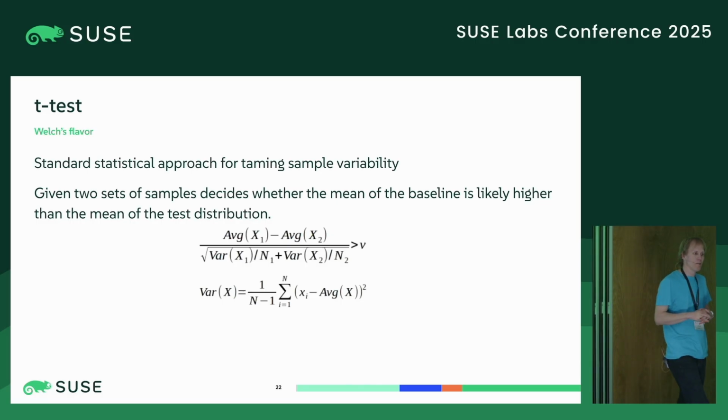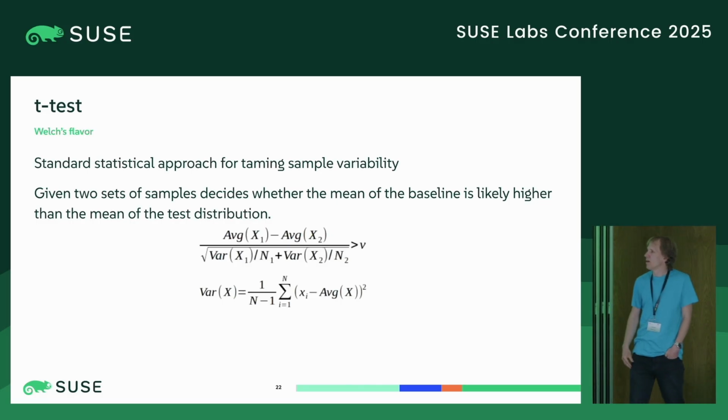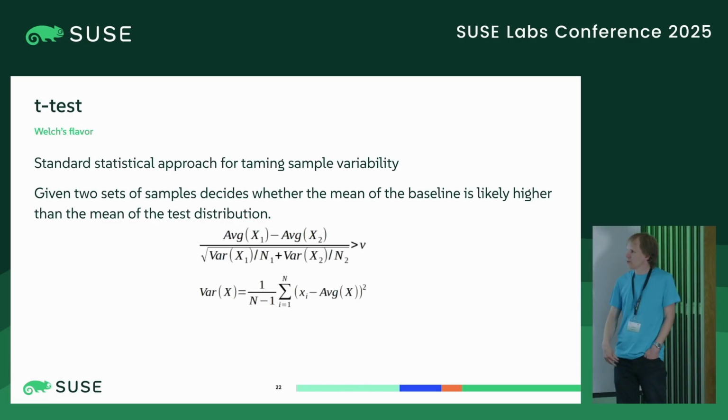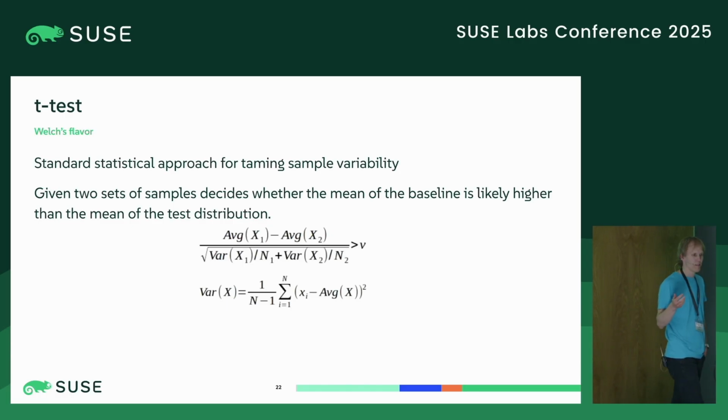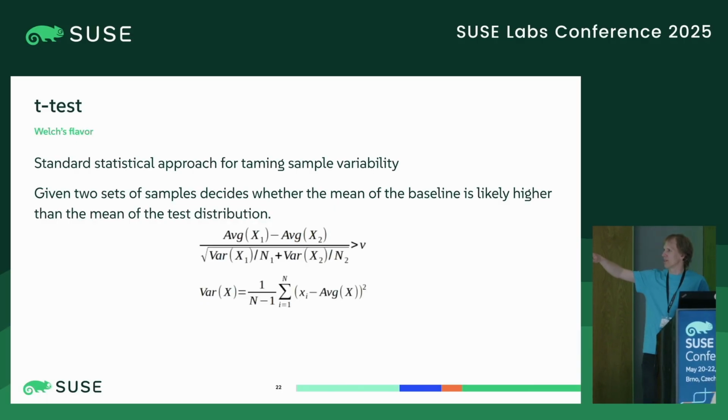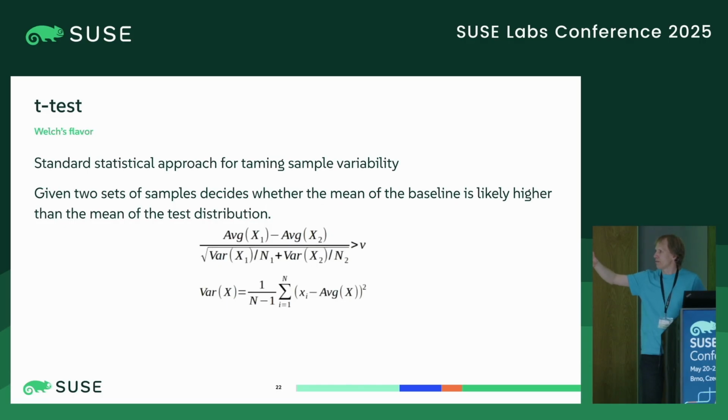And if this inequality holds, then with your desired confidence, you can tell, yes, the average of x1, the distribution from which x of the first kernel comes, has a larger average than the distribution of the second kernel. So basically your measured quantity has decreased between the two kernels.